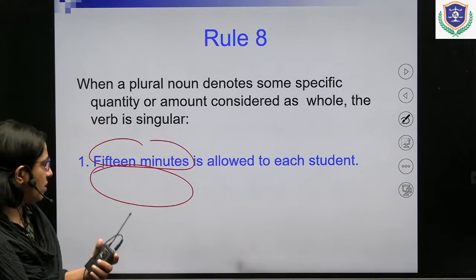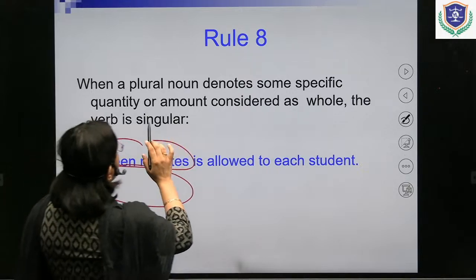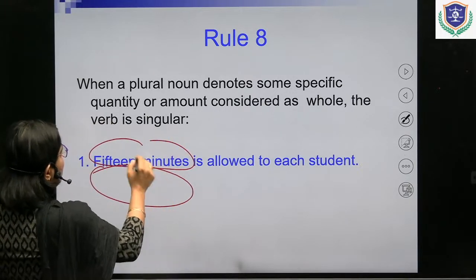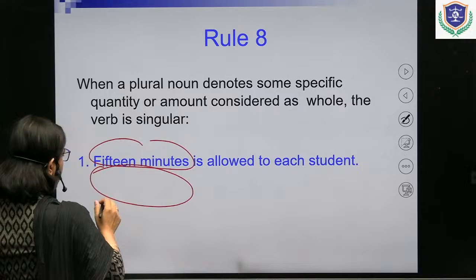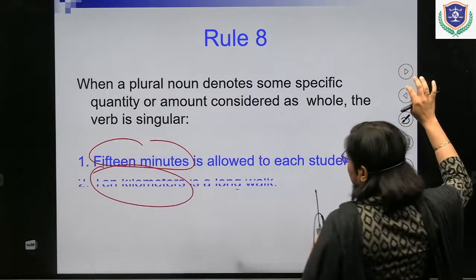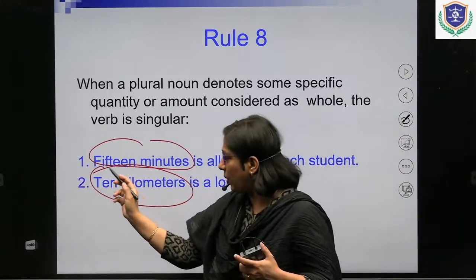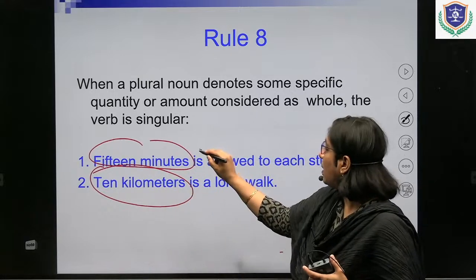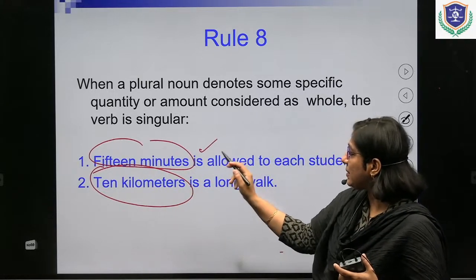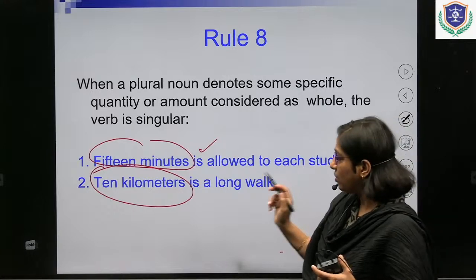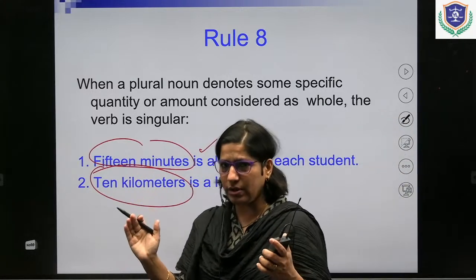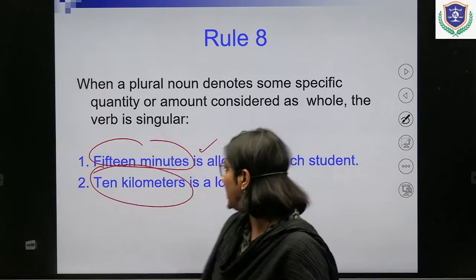We are being told that this is actually considered as one whole. Okay, so what we have is, this is being considered as one whole. 15 minutes is allowed to each student. So that is the time allowed, nothing more, nothing else. That is the time allowed, 15 minutes.